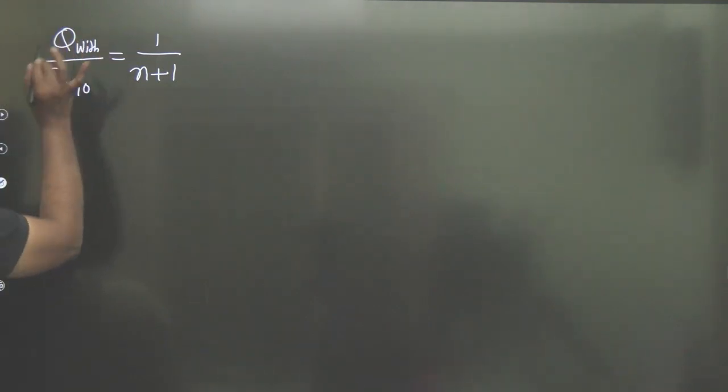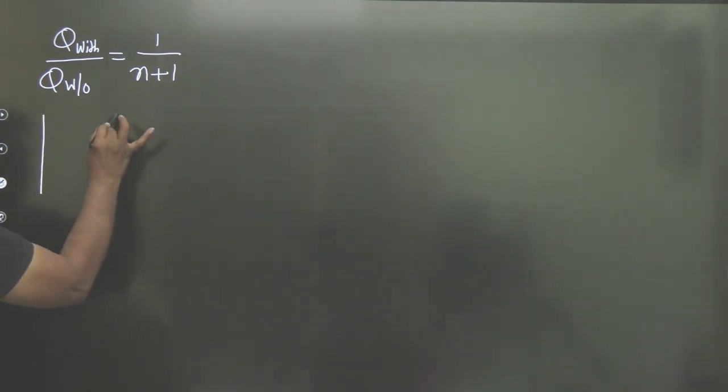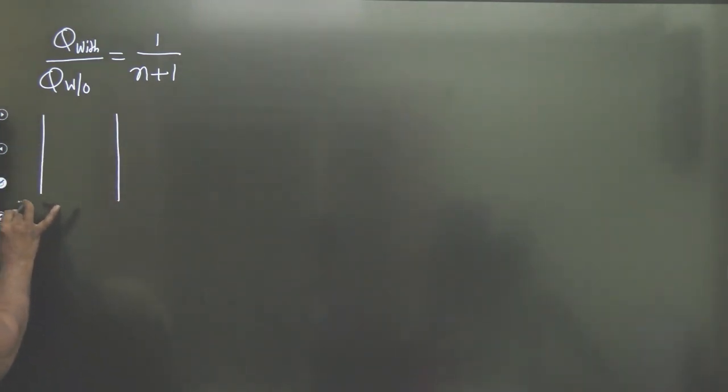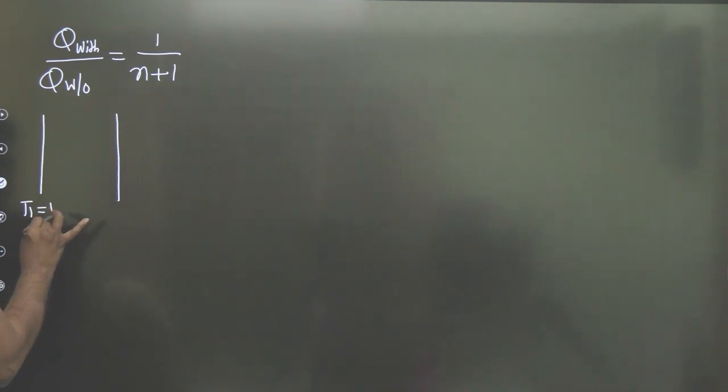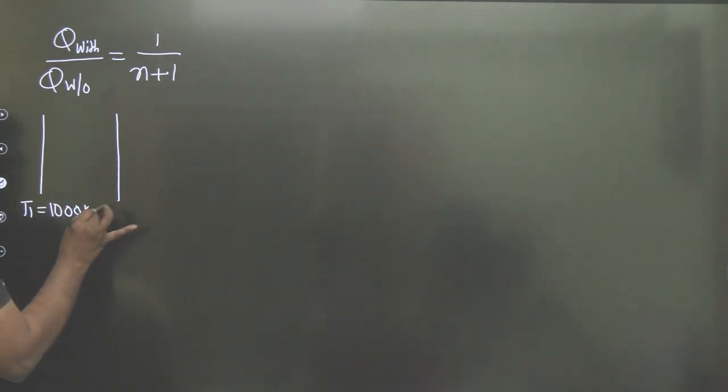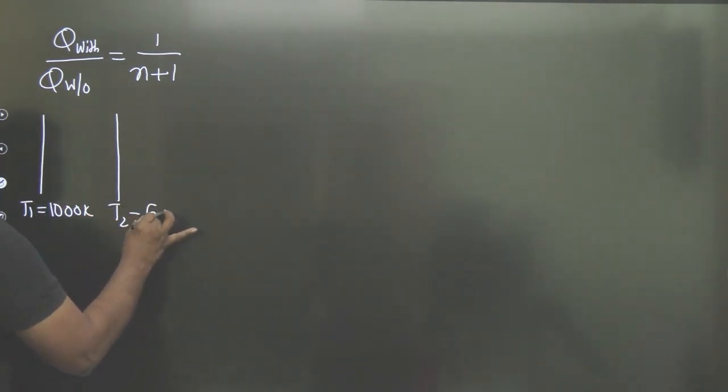So heat transfer with shield by without shield is this. Now, if you observe here very clearly, let this temperature be, already it is given as 1000, and this temperature is given as 500 Kelvin.